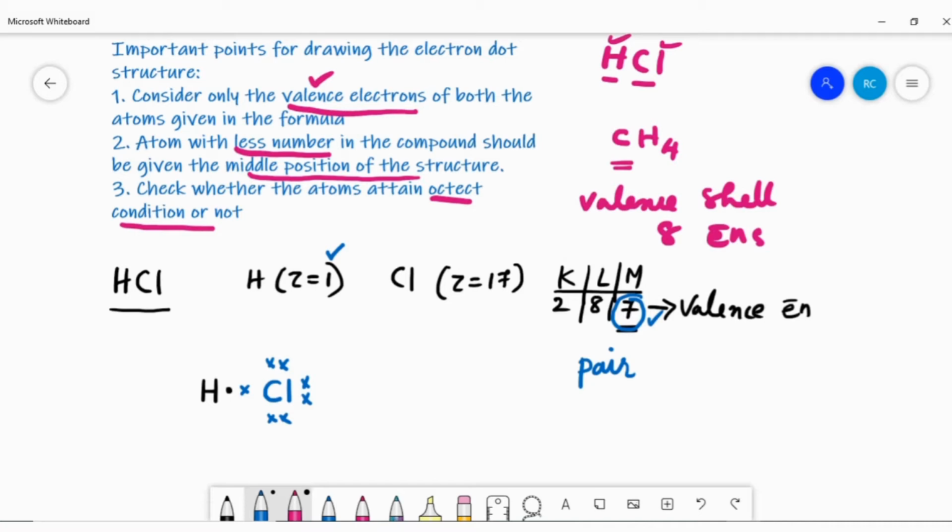Now the hydrogen will share its electron with the chlorine's seventh electron. Chlorine is also sharing its electron with the hydrogen. Both atoms feel that they have shared their electrons together, and there will be an electrostatic force of attraction between the atoms, and it leads to the formation of a covalent bond.